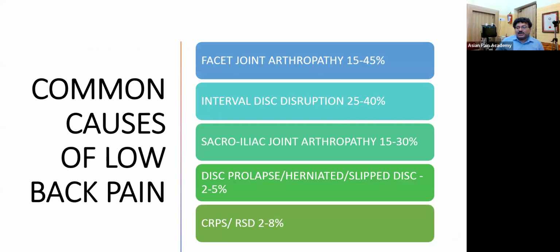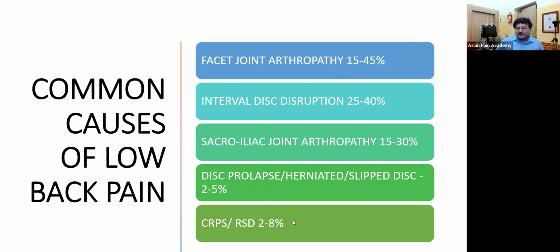It has been found that facet joint arthropathy, which is the commonest cause in the older group of patients, constitutes around 15 to 45%. The number is a wide range because of the studies obtained from different sources. Internal disc disruption, which is the commonest cause of low back pain in a younger patient, is around 25 to 40%. Sacroiliac joint arthropathy constitutes around 15 to 30% of cases. Disc prolapse, herniated disc or slip disc, accounts for 2 to 5% of cases.